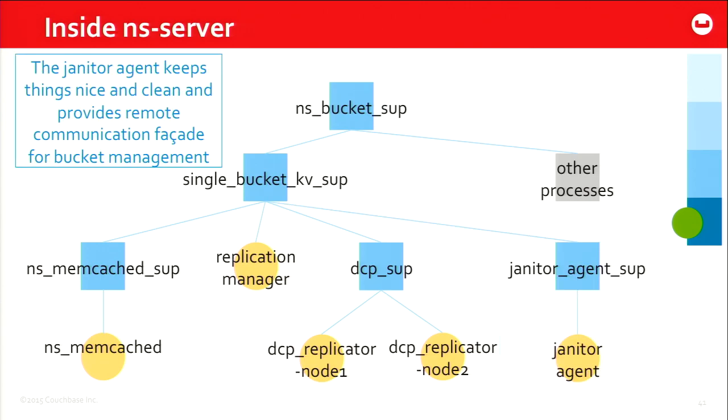Okay, and then lastly, there's the janitor agent. The janitor is responsible for keeping things clean and tidy. And also, we leverage it heavily as a sort of a remote communication facade. So when I'm talking to a bucket, essentially on a different node, we mediate the communication typically through the janitor agent just by sort of convention.